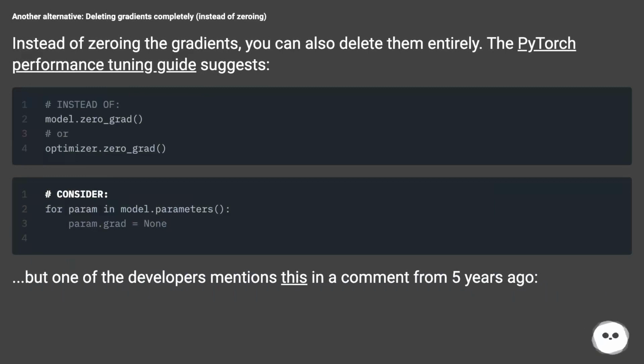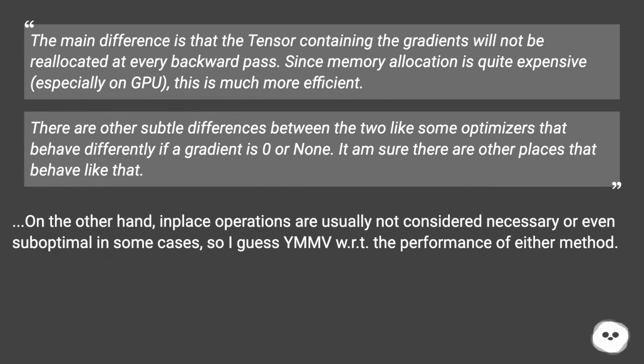Another alternative: deleting gradients completely, instead of zeroing. Instead of zeroing the gradients, you can also delete them entirely, as the PyTorch Performance Tuning Guide suggests. But one of the developers mentions this in a comment from 5 years ago. The main difference is that the tensor containing the gradients will not be reallocated at every backward pass. Since memory allocation is quite expensive, especially on GPU, this is much more efficient.